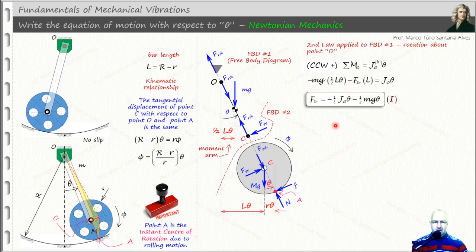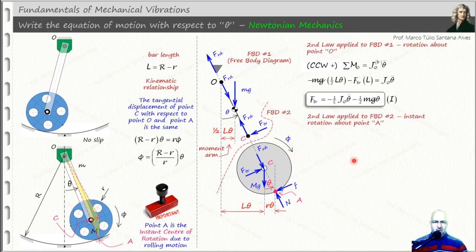We obtain this expression here. Tangential force is equal to minus 1/L J_O theta double dot minus 1/2 mg theta. Now we need to apply the second law for the FBD2.